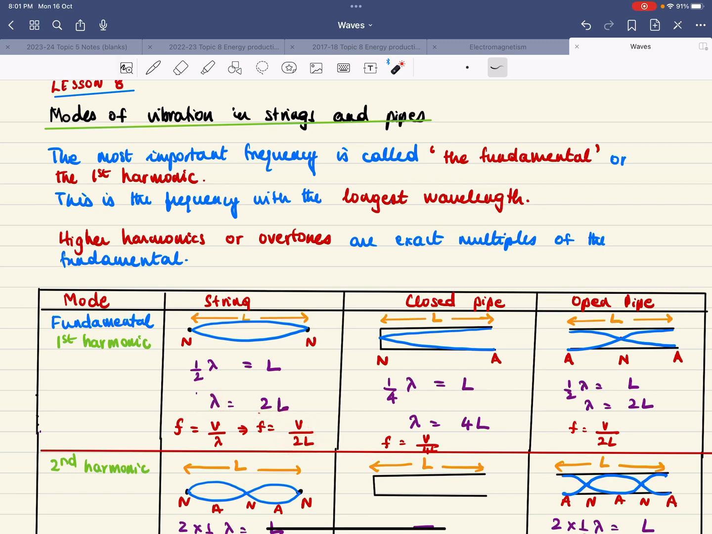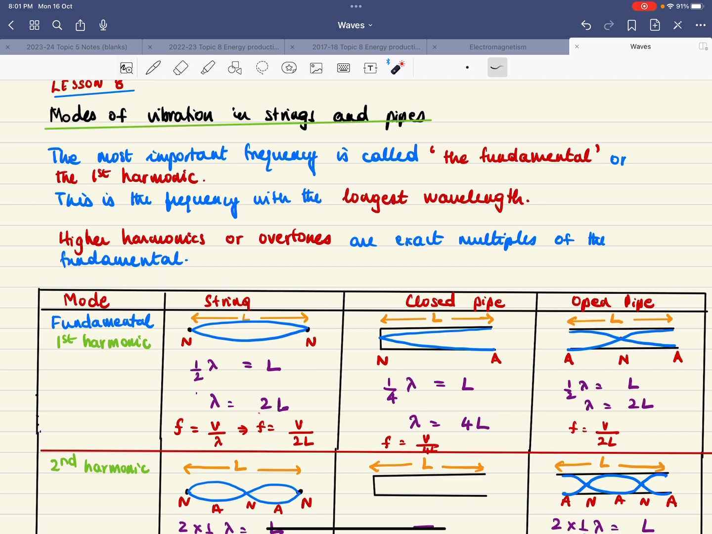equal to 2L. If it is a closed pipe, then the longest possible wavelength has to do with the restrictions of this. So you have to have a node at this end and an antinode. So this is a quarter wavelength that makes up the length, or lambda is 4L, or f is v over 4L.